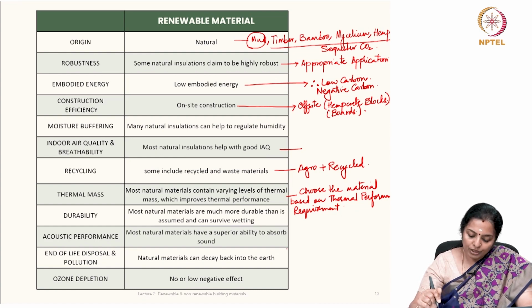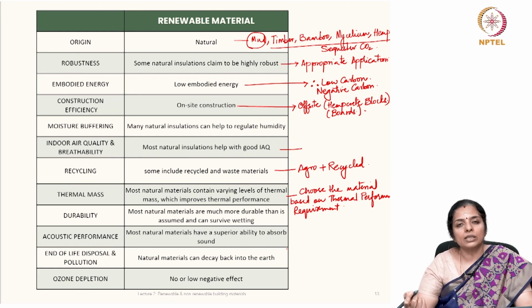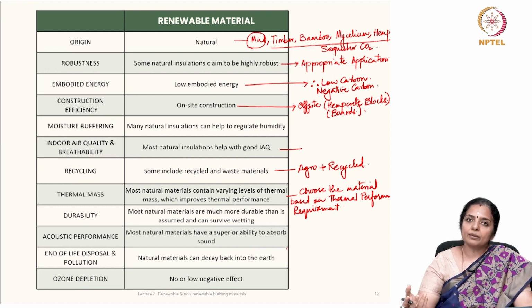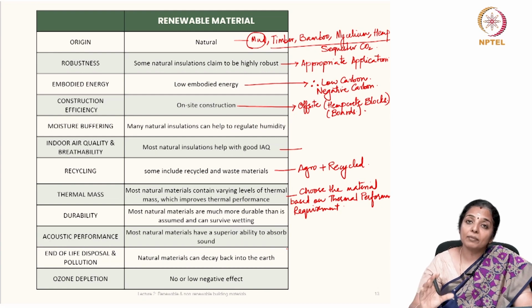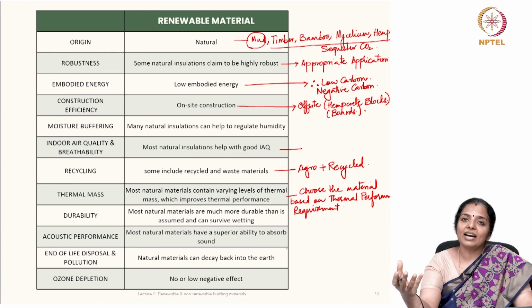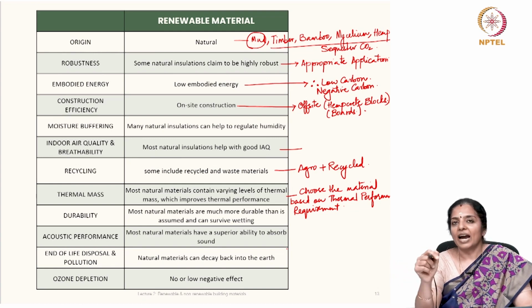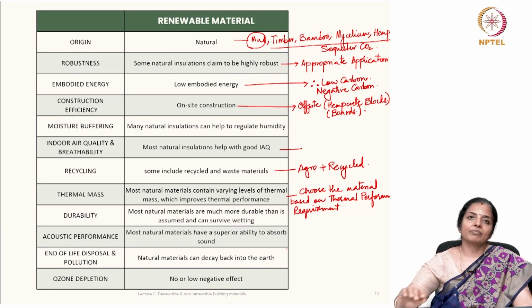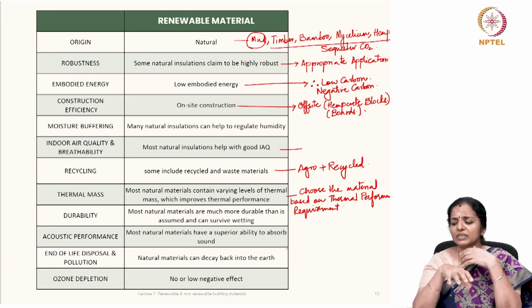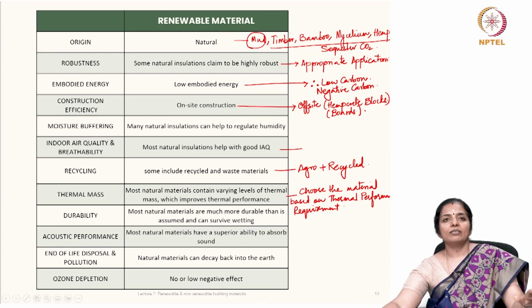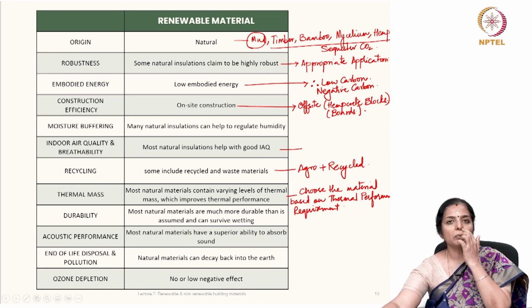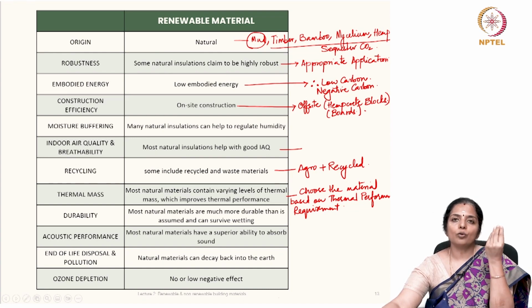End of life disposal and pollution: there is nothing much you need to do. You just need to sit and watch. If the material decays and falls apart, it will get absorbed in earth, and because they have sequestered carbon, they will add nutrients to the soil after their lifetime. Ozone depletion: they have no or low negative effect because they are natural products and they can go back to nature once they decay. So, in conclusion, these are the renewable materials, and today we saw the characteristics of these renewable materials and some examples of renewable materials and what composites could arise out of them.